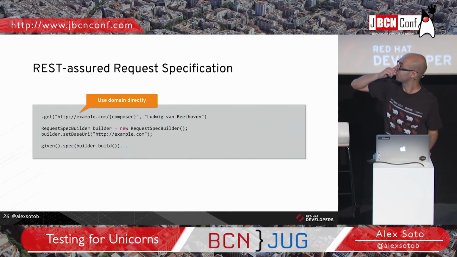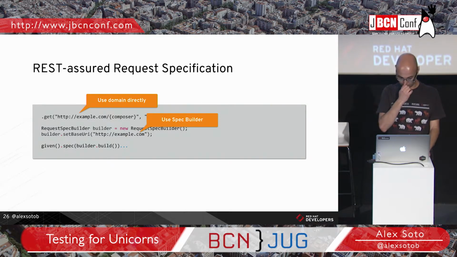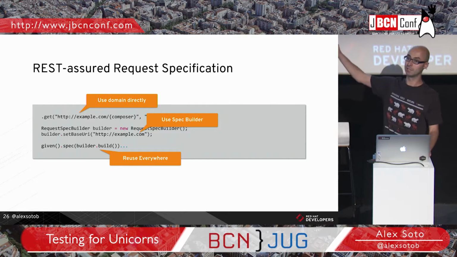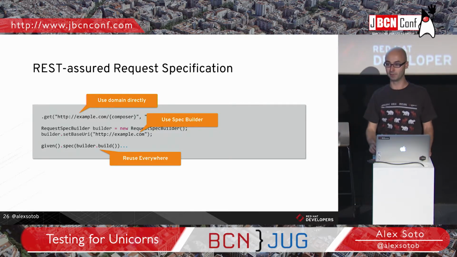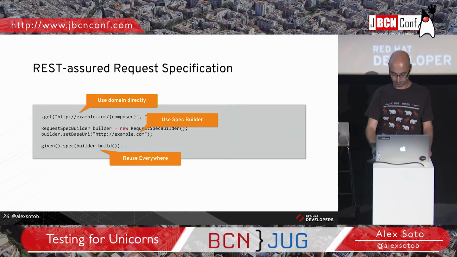So you can see here that in this case, this is a hardcoded method. You do .get example.com/compose, and you put Ludwig van Beethoven. But maybe now it's example.com in this environment, but in another environment, maybe it's operas.com or whatever. So what you do is just create a request spec builder. You set the base URI, and then when you do the given, you do given.spec, and you pass this builder. So after that point, all the communications that happen with this given object use the same configuration.